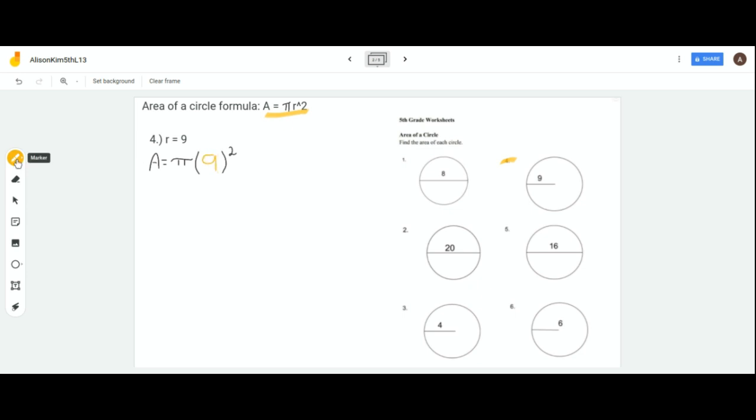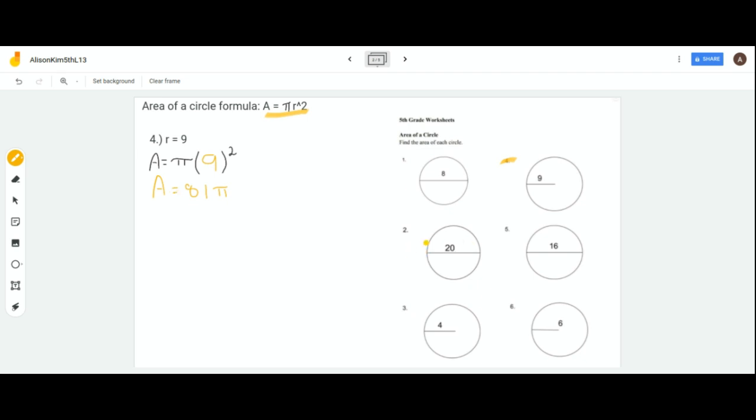Oops, it's in yellow. Oh well. So it's 9, and we already know that 9 times 9 is 81, right? So we put 81. And for pi, you could just leave it next to it. So the area would be 81 pi. Area equals 81 pi. That's your final answer for number 4.